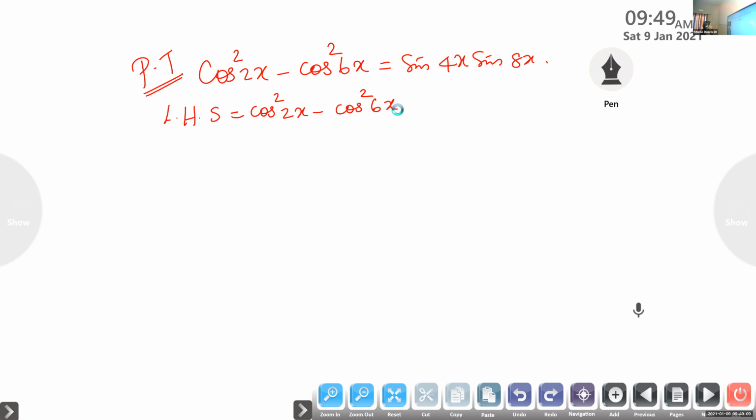It is a square minus b square, isn't it? First we will use a square minus b square, which is a plus b into a minus b. Then use product to sum.